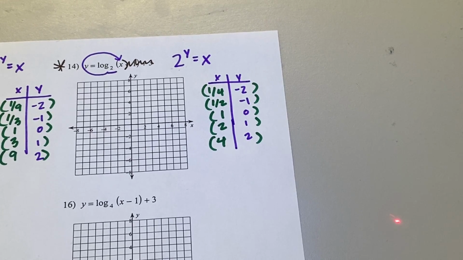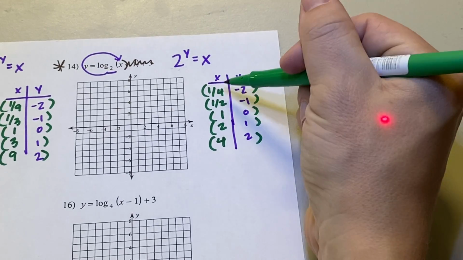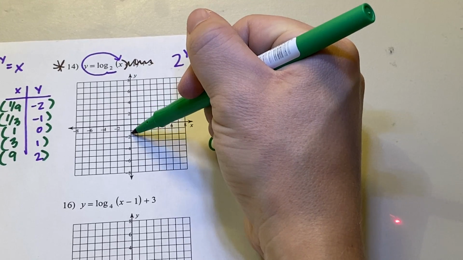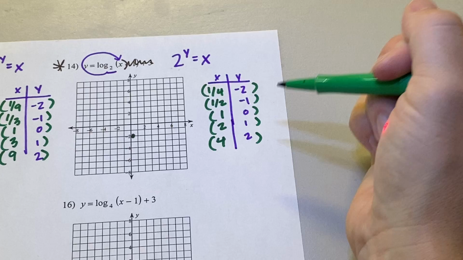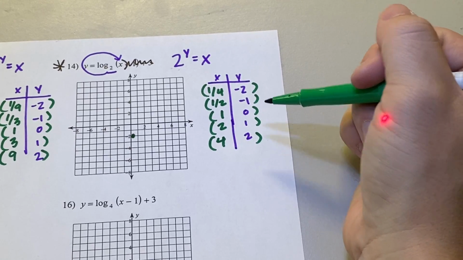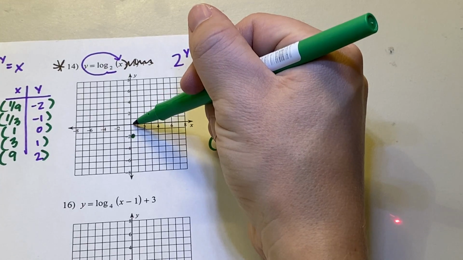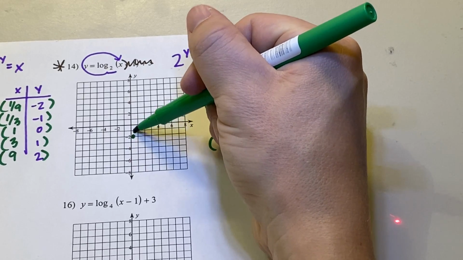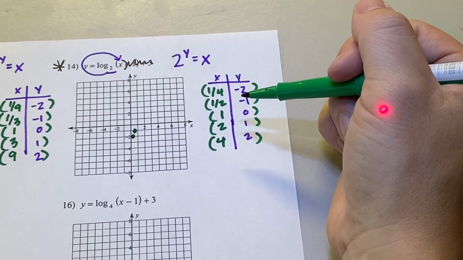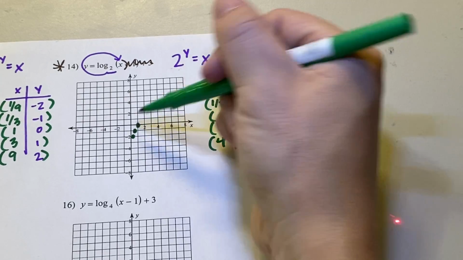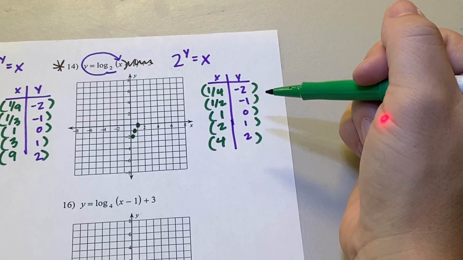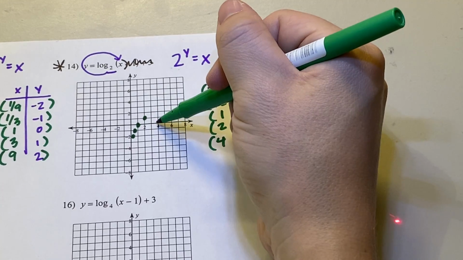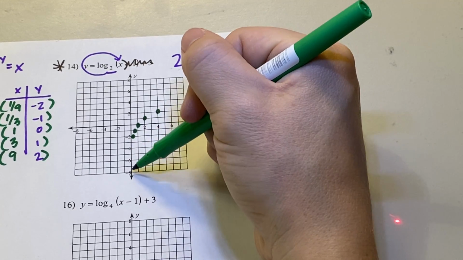Okay, let's go ahead and put these on our graph. So it wants me to go over 1/4, just barely over, and down to -2. Then it wants me to go over 1/2, again, just barely over, not quite to 1, and then down to -1. Then we have 1, 0. 2 up to 1. 4 up to 2.